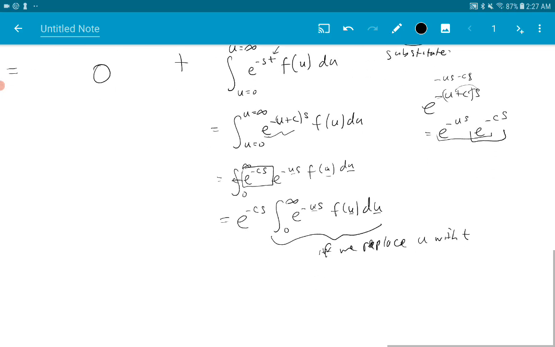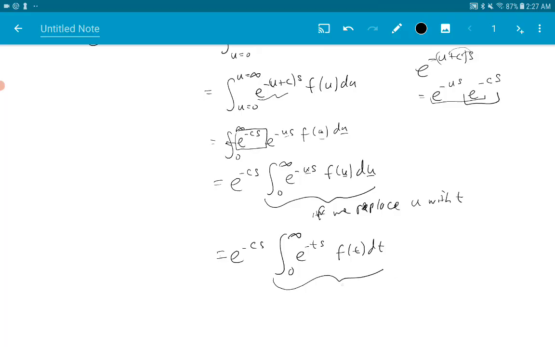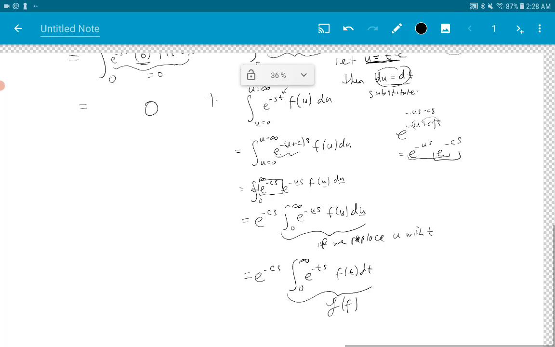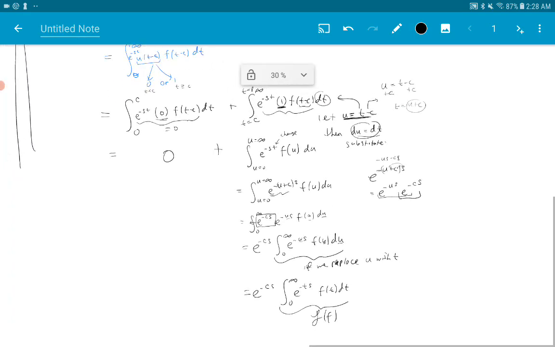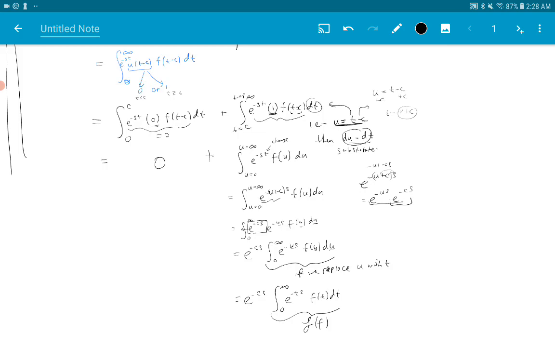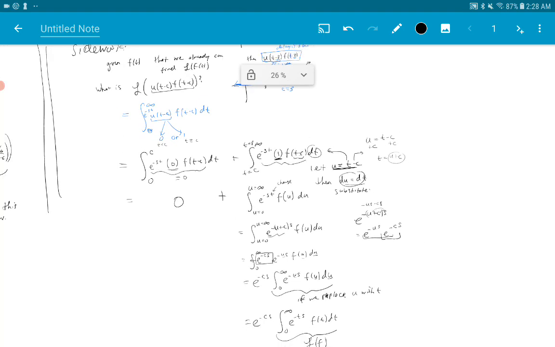It's the same integral. We'd get e to the negative cs times the integral from 0 to infinity of e to the negative ts, f of t dt. And this is just exactly L of f. It's the definition of L of f, the Laplace transform of f. So, what did we conclude? Let me zoom out a little bit. We concluded that if you want to take the Laplace transform of this right here, the answer is, we did all that work to get e to the negative cs times the Laplace transform of f.